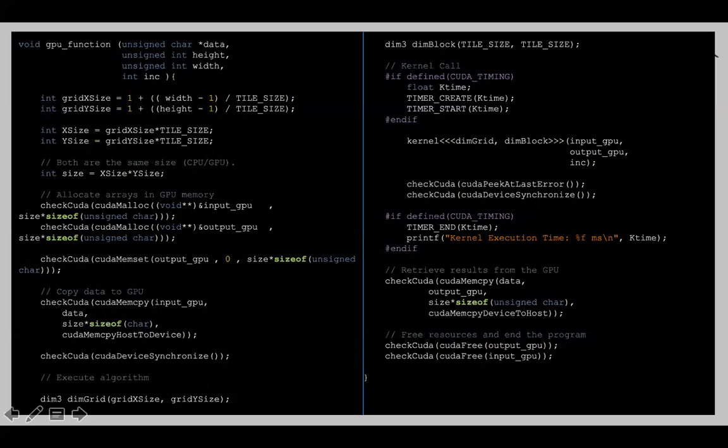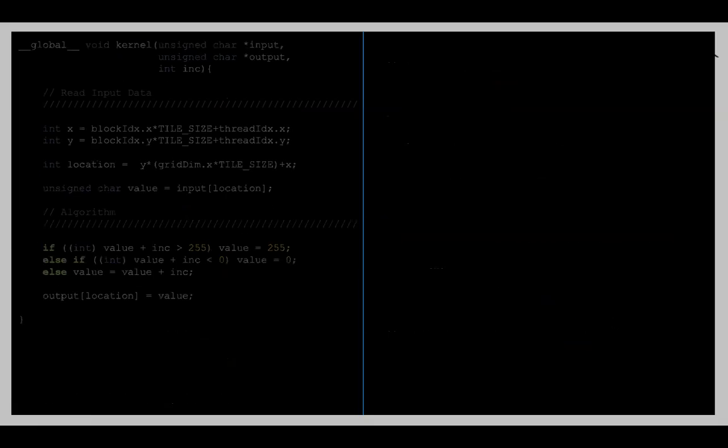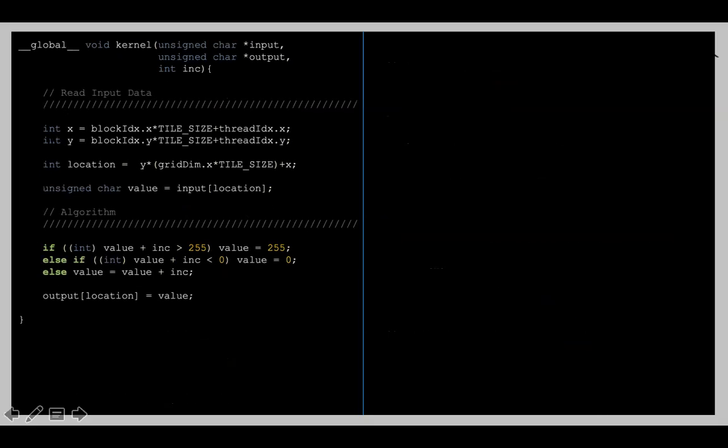And then we're defining the grid size, block size, and then calling the kernel. So pretty standard. You already know the basic steps involved in writing a GPU application. Now if we take a look at the kernel, again, reading X and Y, finding a location in the input matrix, and then reading that value, which is the pixel intensity.